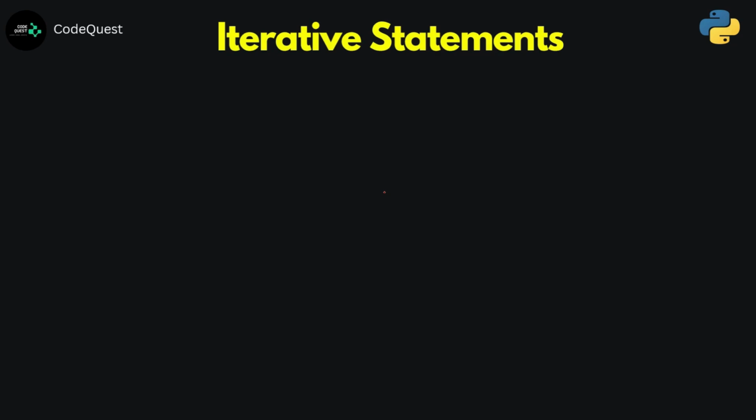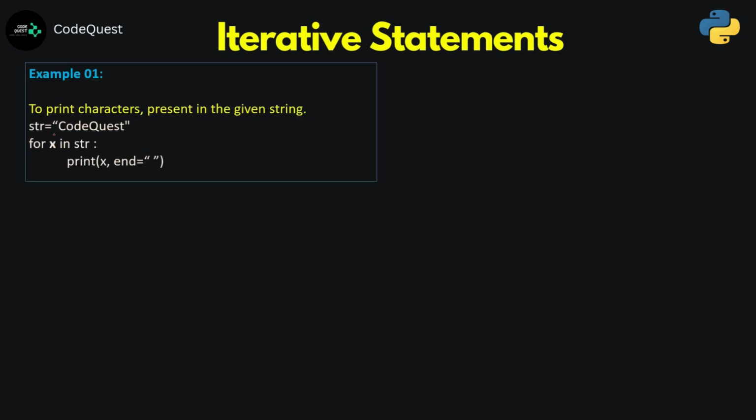Now let's look into one simple example. Let's say we have taken one string which is holding this set of characters, say code quest. I want to access each of the elements. So what did I do here? We have taken this for loop and a variable, say x, in str. What is str? It is holding this particular string. Because x is going to look after each and every character of this string, we are printing the value of x.